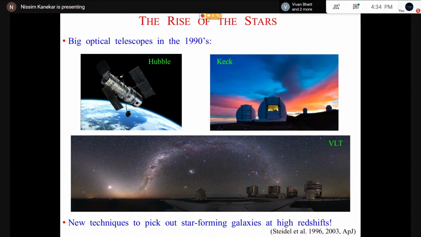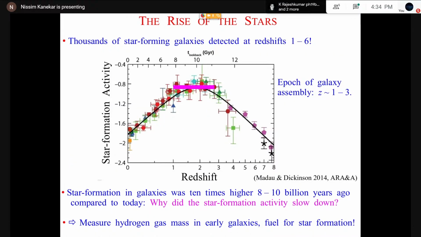So what did this result in? This resulted basically in thousands, if not millions, of star-forming galaxies detected at redshifts between 1 and today about 9. Redshifts of 1 to 6, many thousands of galaxies. Redshifts above, let's say, 7, 7.5, not that many, still in the tens to over 100 at redshifts larger than 7. But out to redshifts of 6, tons and tons of galaxies.